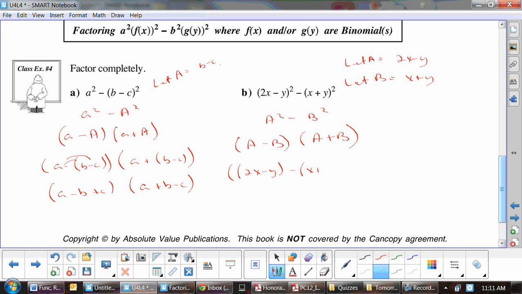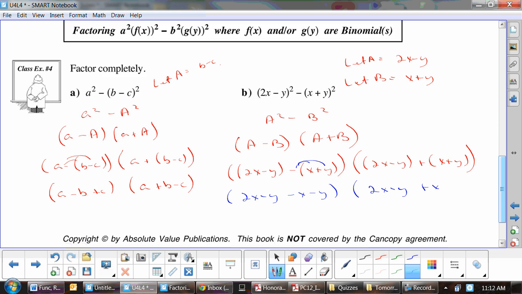Minus x plus y. And then I've got 2x minus y plus x plus y. It's kind of a feat in organization more than anything. Okay, now what's going to catch most people in that first set of brackets is they're not going to distribute the negative correctly. But make sure, do that if you have to. So this would be 2x minus y minus x minus y. This would be 2x minus y plus x plus y.